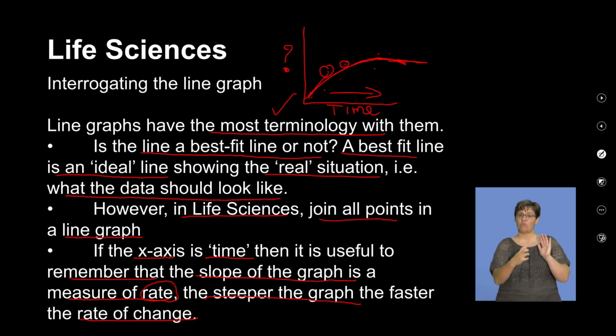However, if we had a graph that has a steep slope, we would say that there's an increase in the slope, which would mean that the rate is much steeper and it's occurring at a much faster pace.